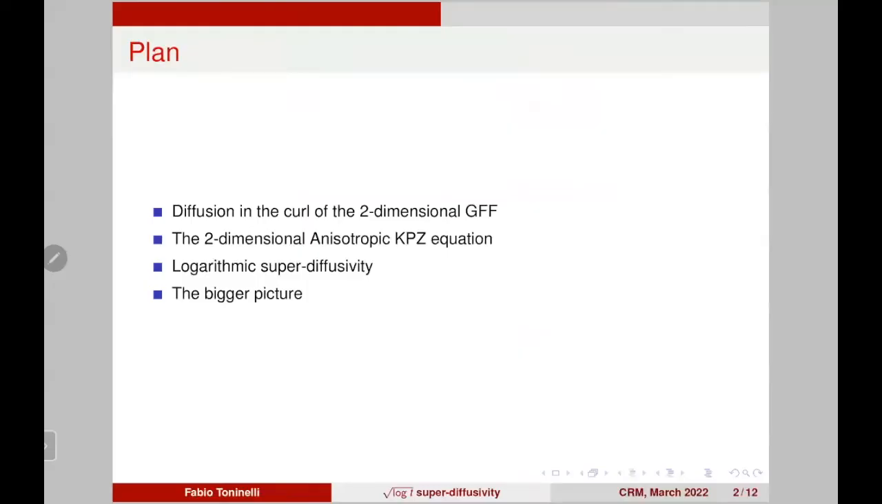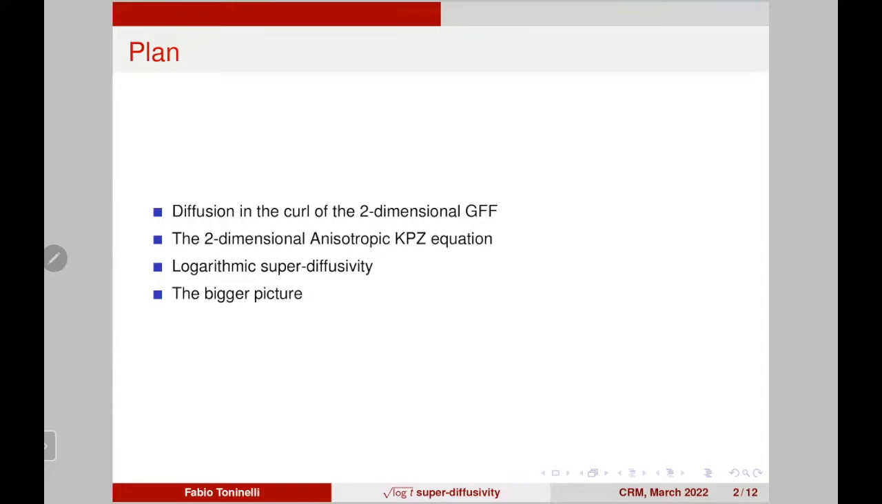Right. So the plan is the following. I will talk about two stochastic processes that apparently have not much in common at first sight. One is the diffusion in the curl of the two-dimensional Gaussian free field. The second one is a version of the two-dimensional KPZ equation.